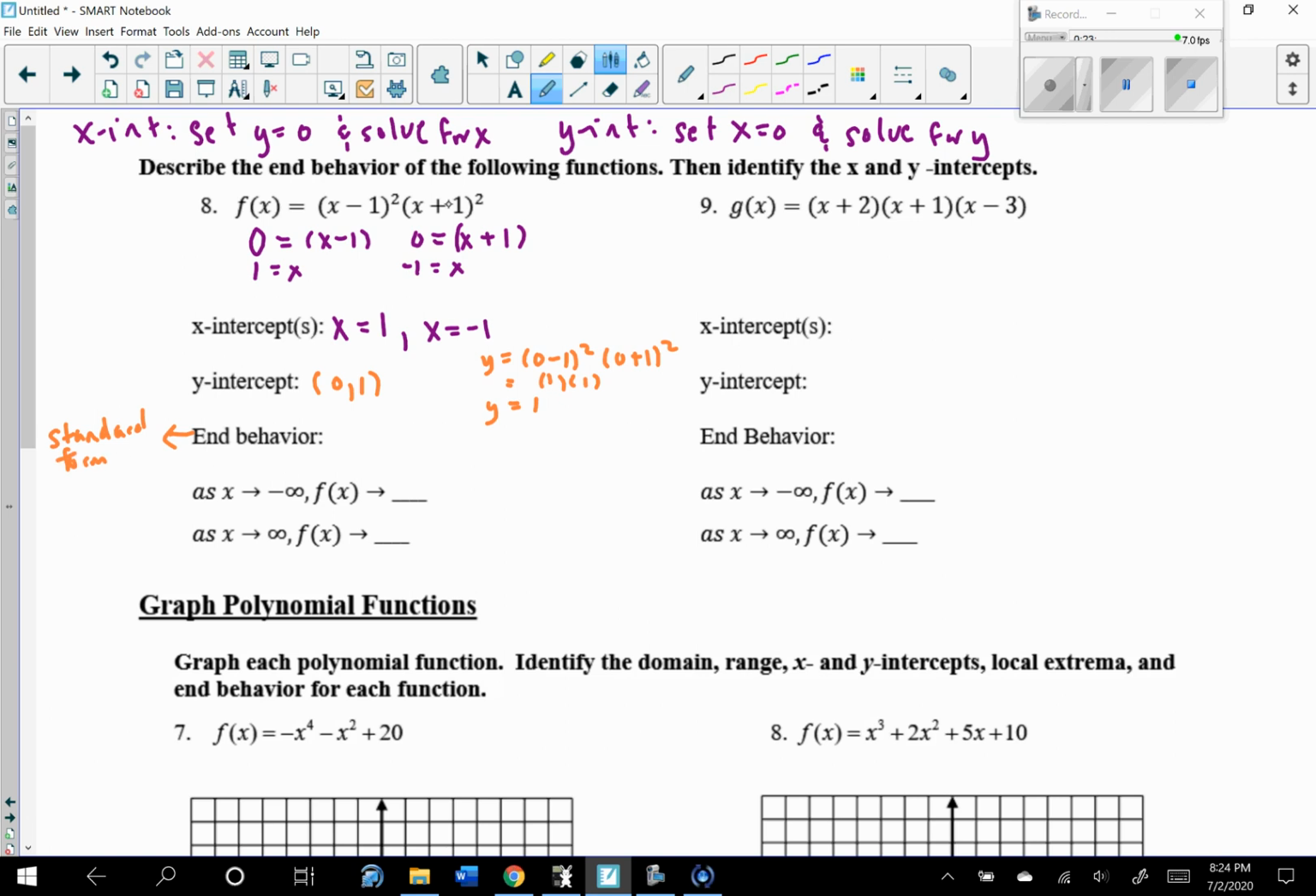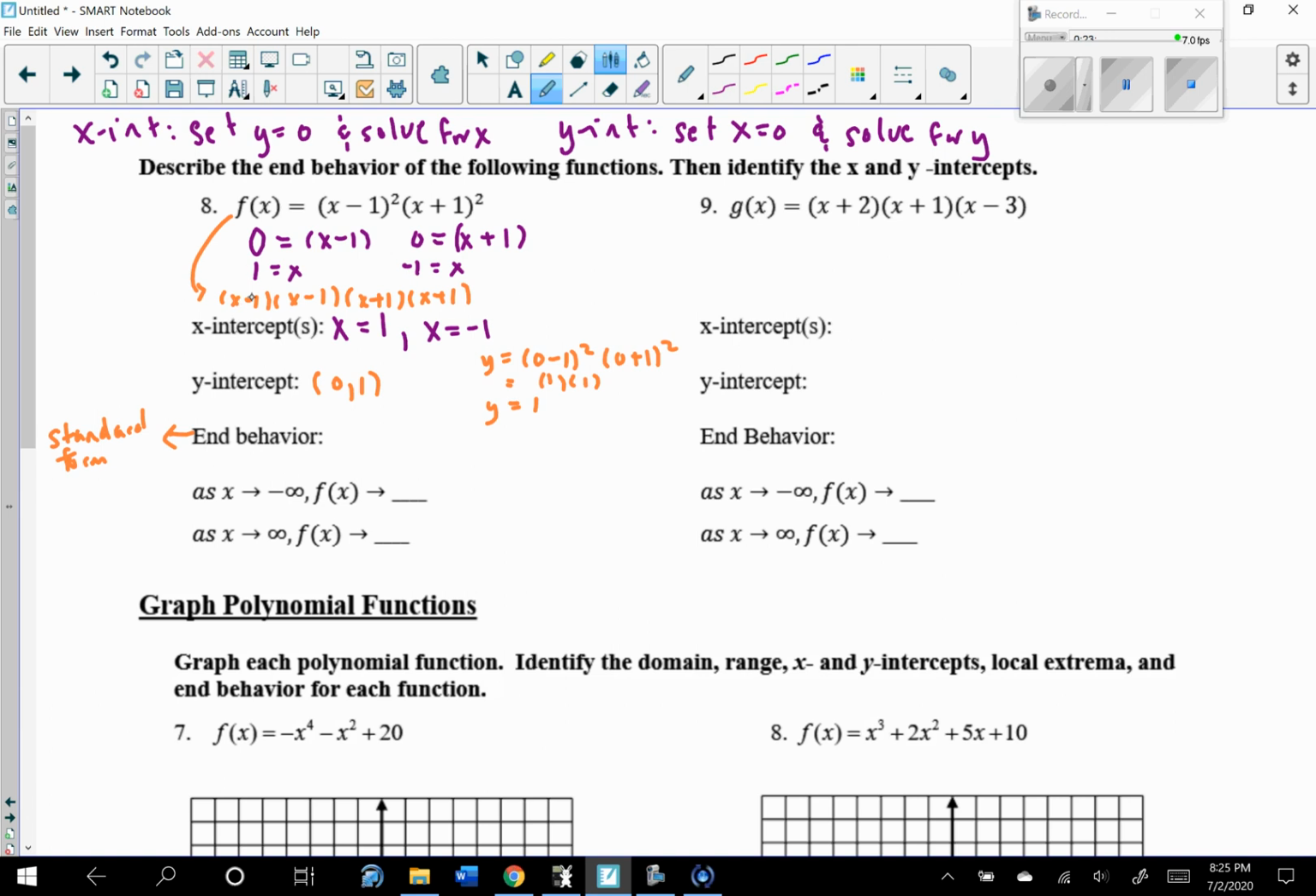So this is not standard form because you don't have all the terms FOILed out and combined like terms, so no parentheses. If we thought about multiplying this out, think about what the highest degree would be. Really this is saying we have x minus 1 times x minus 1 times x plus 1 times x plus 1. You don't really need to multiply this all out to find the end behavior, but you can just think about multiplying it out.